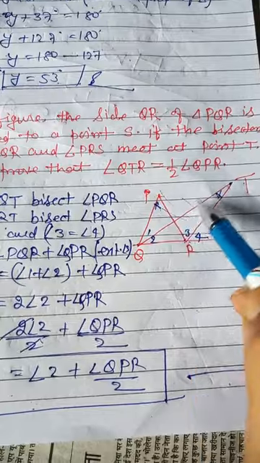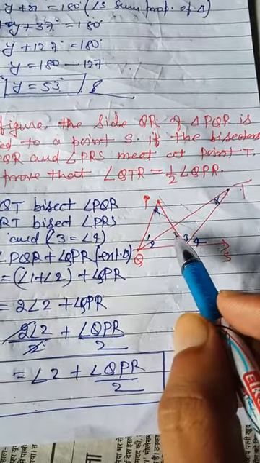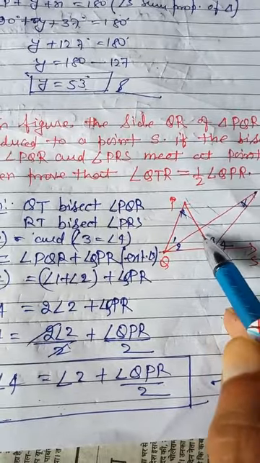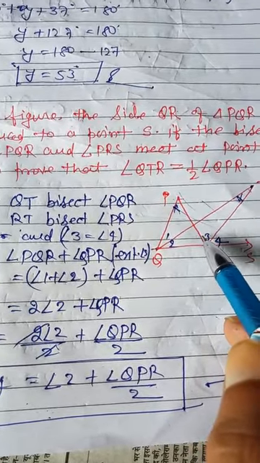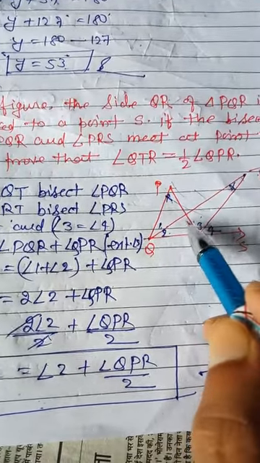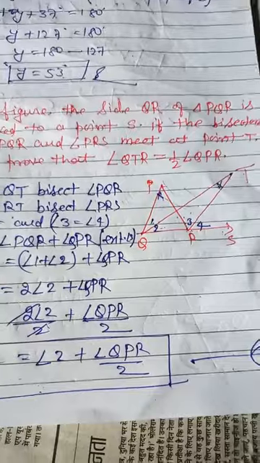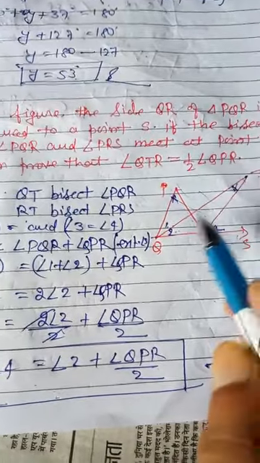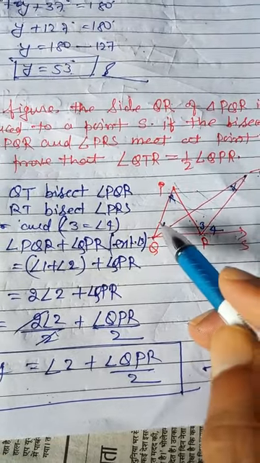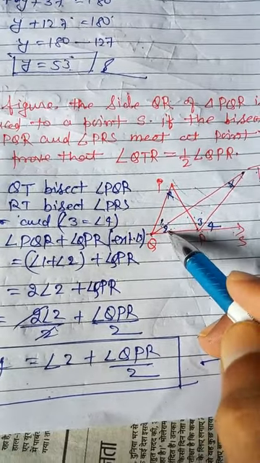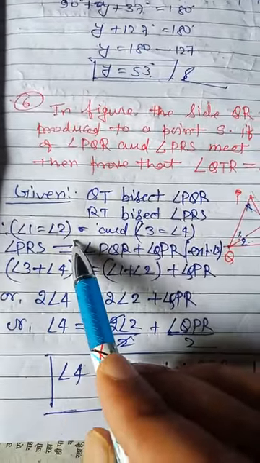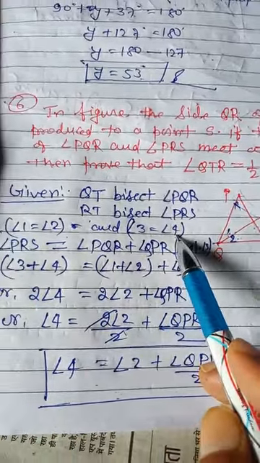we try to solve, and must remember which value is common in both of these triangles. So first of all, when QT bisects angle PQR, we can write angle 1 equal to angle 2. Here angle 1 equal to angle 2 and angle 3 equal to angle 4.